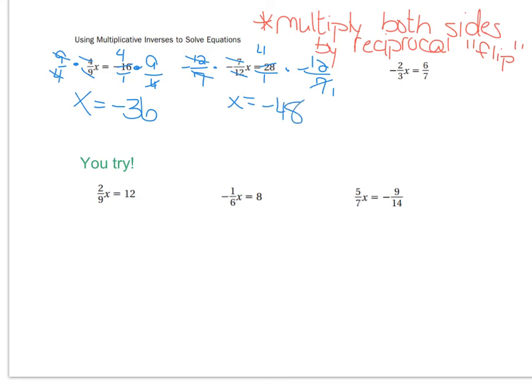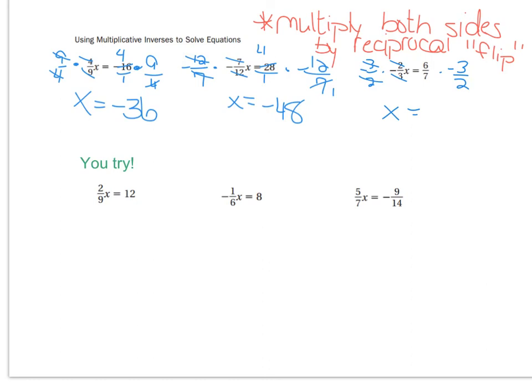All right, one more. Negative 2/3 x equals 6/7. Look for your variable. My variable's right here, so I'm trying to get rid of the negative 2/3. So I'm going to multiply both sides by negative 3/2. Maybe I'll do it right this time. Okay? This cancels, I'm left with x.